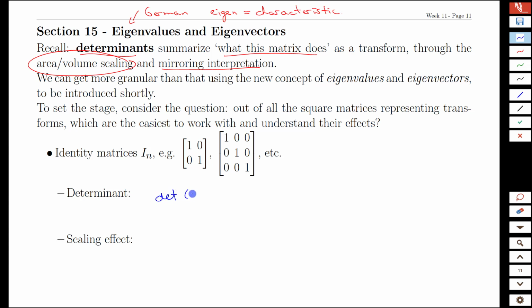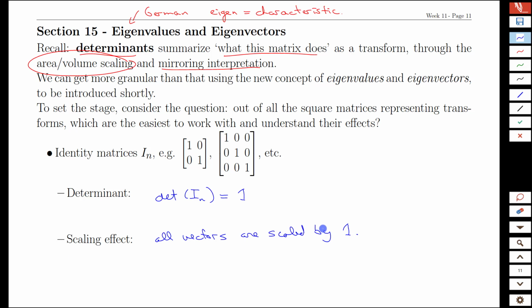The determinant for I in any dimension is always going to be 1. And you can make an area argument for that, because remember, the identity matrix does not change any vector. You get the same vector back. And so you get the same region back, and so you'd have the same area when you're done if you treat the determinant as the scaling factor. In fact, let's capture that as well. The scaling effect is all vectors are scaled by 1. That's what the scaling effect is of this particular matrix. So that's the super easiest.